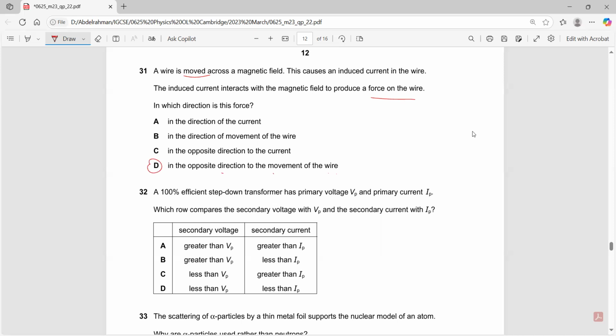A 100% efficient step-down transformer has VP and IP. Which row compares the secondary voltage and the secondary current? Step-down transformer, so what happens to the voltage? The voltage decreases. What about the current? As you decrease the voltage, the current increases, right? Step-down transformer.